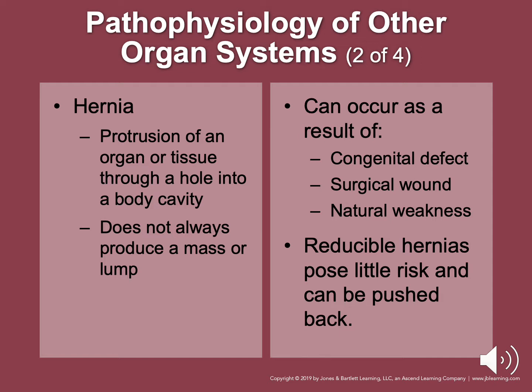Incarcerated hernias may become seriously compressed by surrounding tissue and eventually compromise the blood supply. This situation, called strangulation, is a serious medical emergency and immediate surgery is required. Common locations for hernias in the abdomen are the epigastric, umbilical, inguinal, and femoral.